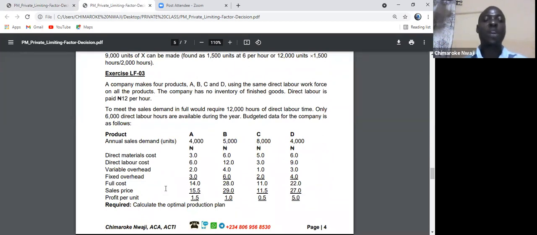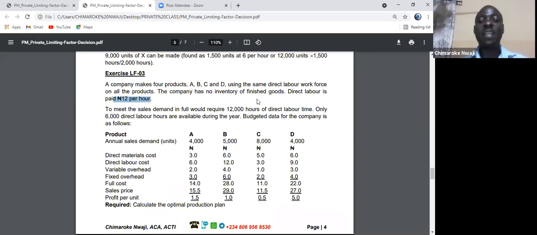All right, a company makes 4 products, A, B, C, and D, using the same direct labor workforce on all the products. The company has no inventory of finished goods. Direct labor is paid 12 naira per hour. Now notice this figure, we're going to use it, and I'll show you where you will use it. Okay, direct labor is paid 12 naira per hour.